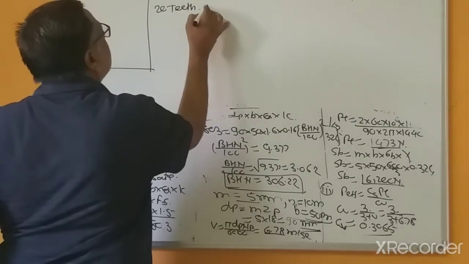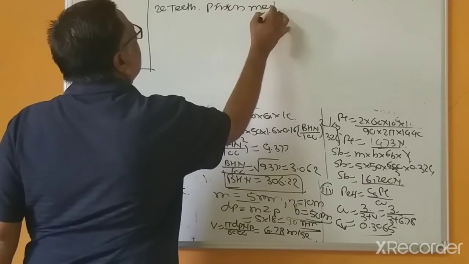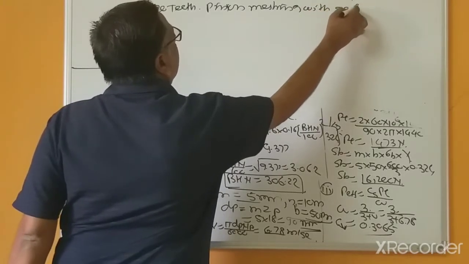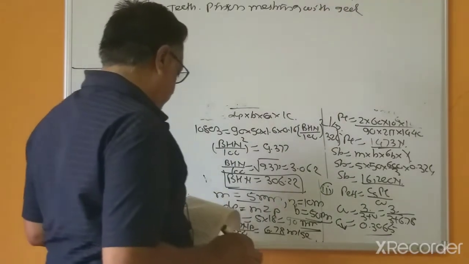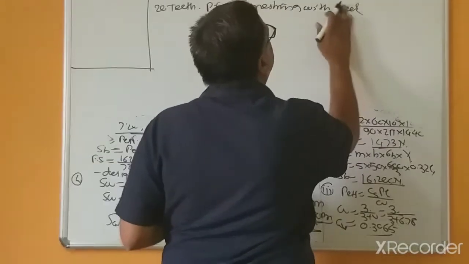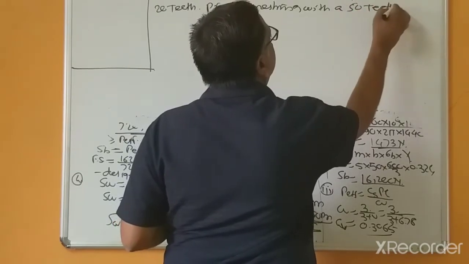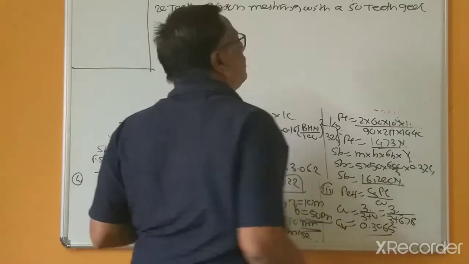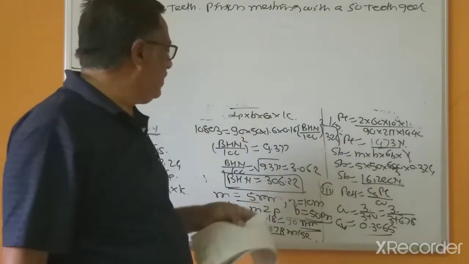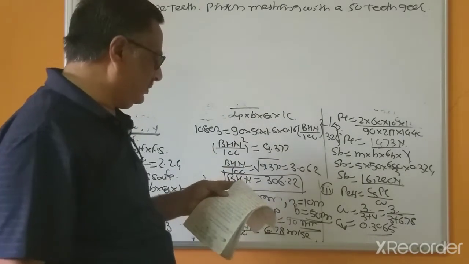Pinion meshing with a gear with 50 teeth. So in the last problem, the number of teeth was not given, so that's why we assumed. Now in this problem, this is given.